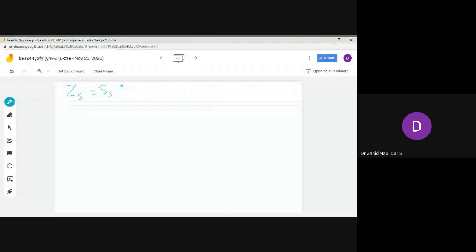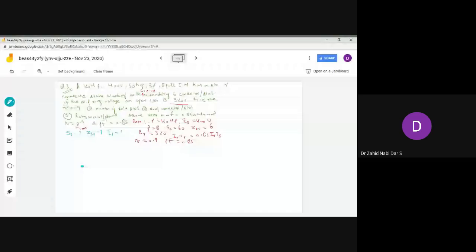So SS value is given. So let's do it here only. Let's calculate ZS. ZS would be equal to SS into ZSS. This is the total number of conductors, TC. And this is the slots. So total number of slots, 60 slots, and every slot containing 6 conductors. So this is equal to 360.